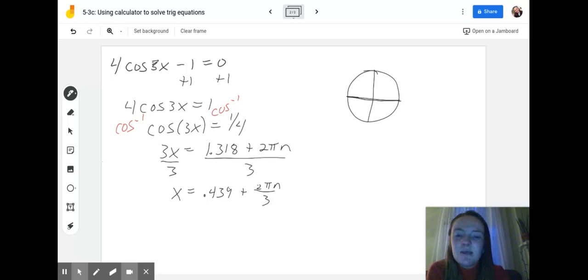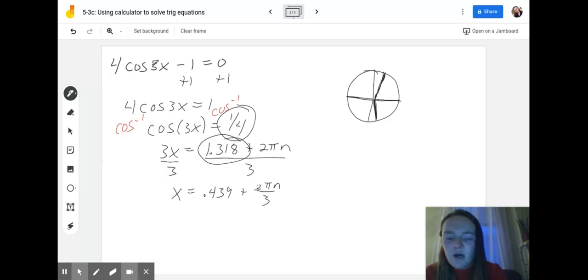The reason being is if I get cosine being positive a fourth, and I know it's cosine of 3x technically, that really means that I have some sort of value in the first quadrant. We'll say cosine is something like a fourth. Well, cosine is also going to be something like a fourth all the way down here. And what I got for my first value is 1.318. So we're going to say that this angle here is 1.318.